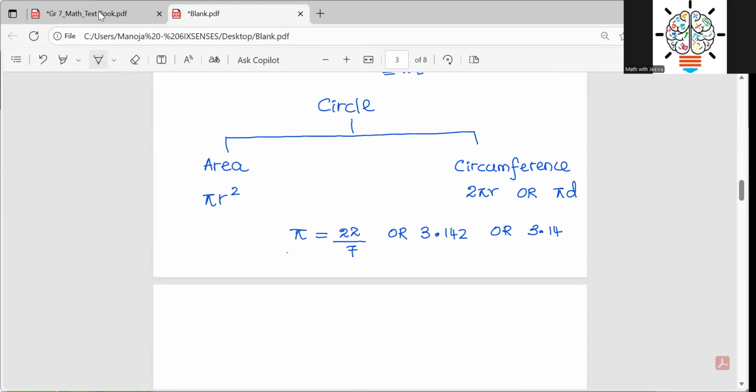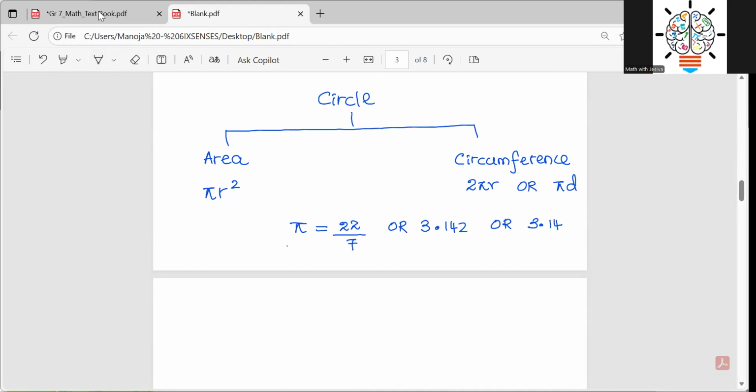Whenever you have a circle and you want to find the area, that is πr squared. When you want to find the perimeter or the outer boundary length, we have a special name for that. When you talk about the whole circle, we call it the circumference. So how do you find the circumference, children? 2πr or πd.